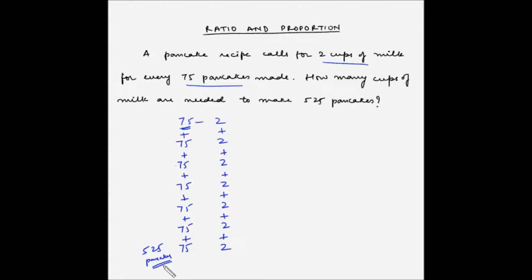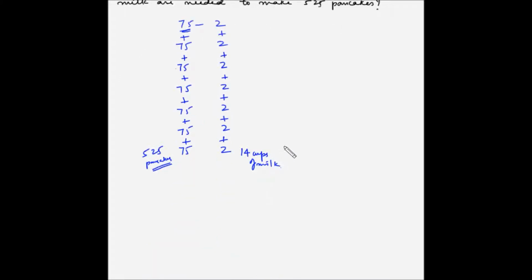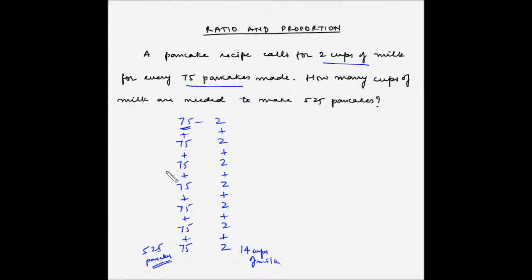And for 525 pancakes, how many cups of milk do we need? 2 plus 2 is 4, plus 2 is 6, plus 2 is 8, plus 2 is 10, plus 2 is 12, plus 2 is 14. So 14 cups of milk. So what did we do here? We added 75, 7 times. 1, 2, 3, 4, 5, 6, 7. 7 times.